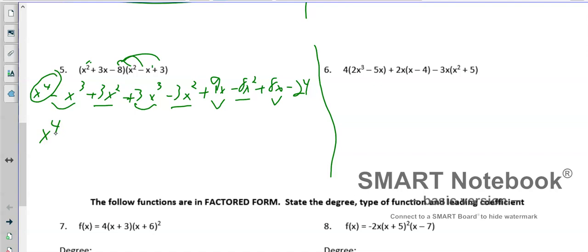3x cubed minus 1x cubed is 2x cubed. 3x squared minus 3x squared, those actually cancel each other out. And I have this negative 8x squared down here. 9x plus 8x is 17x. And the negative 24 just at the end.